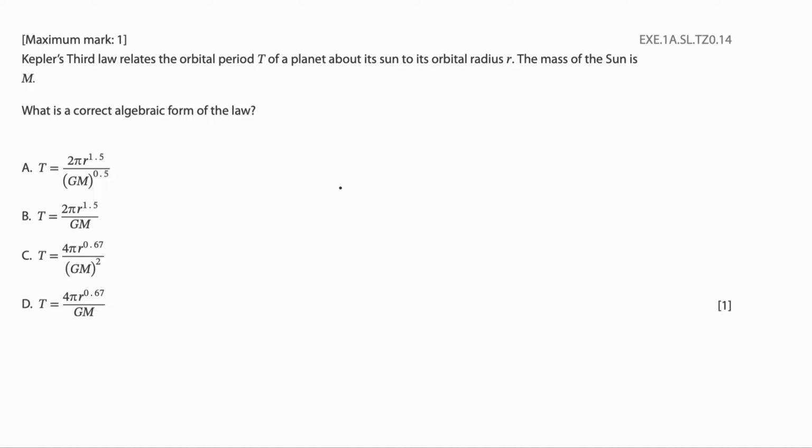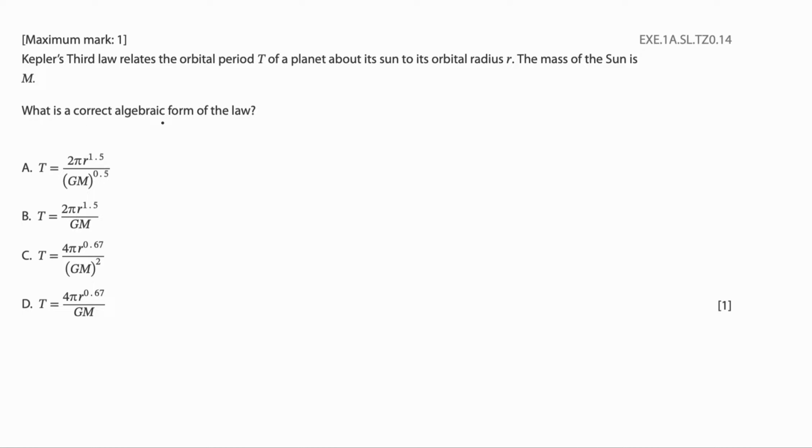Hello everyone, this is your tutor AB, and today we're going to be looking at an example problem from the Gravitation's D.1 topic in the new 2025 IB Physics syllabus. This is an SL question and this is 1 mark.